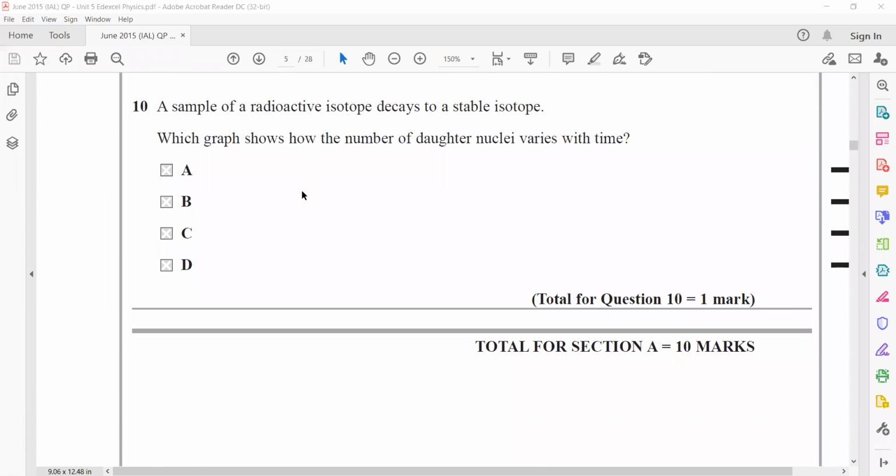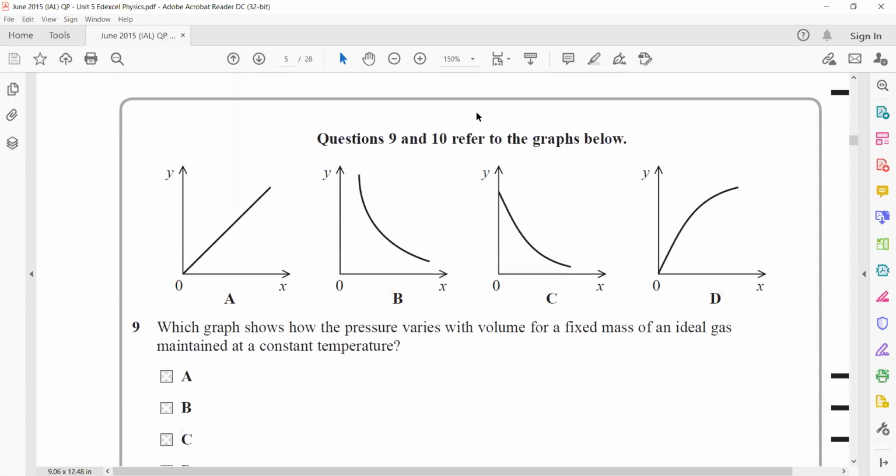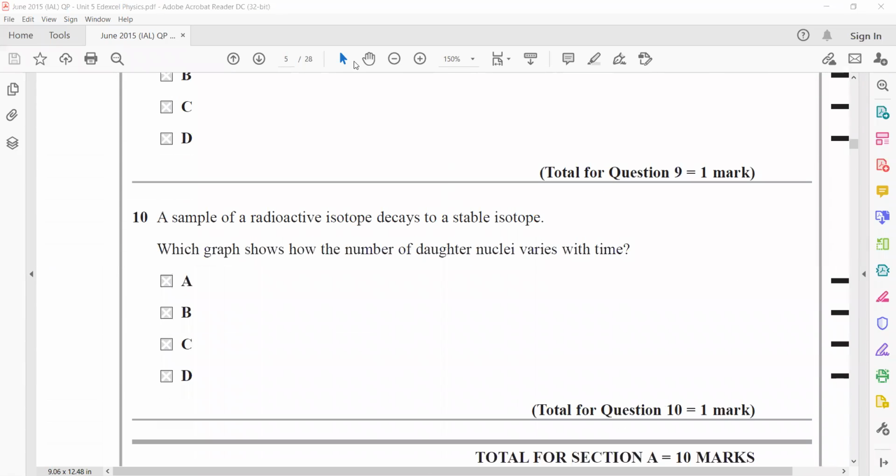A sample of radioactive isotope decays to a stable isotope, which graph shows what happened to this sample. Basically, a sample of radioactive isotope decays to a stable isotope, which graph shows how the number of daughter nuclei changes? The number of daughter nuclei will increase exponentially, so the number of stable nuclei should increase. So that's why D is the right answer. So this was June 2015 IAL Unit 5.